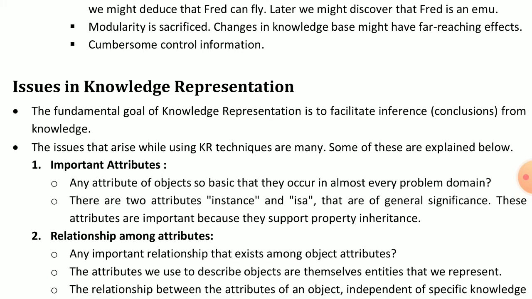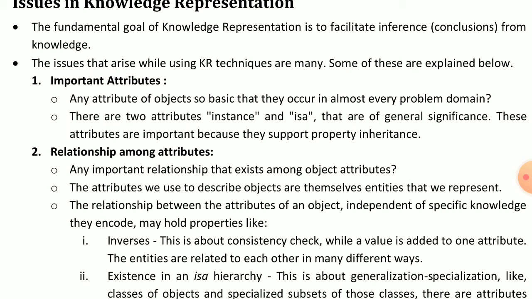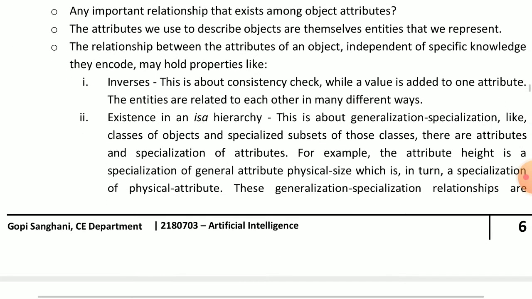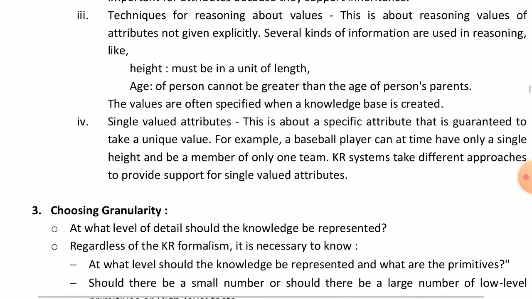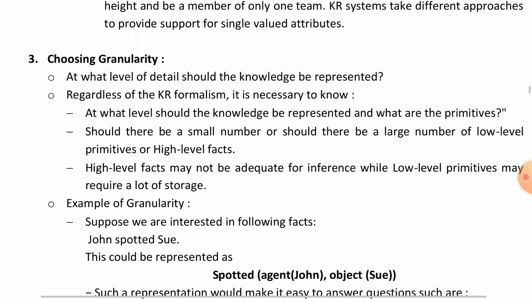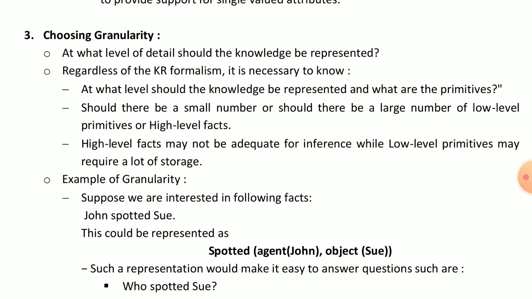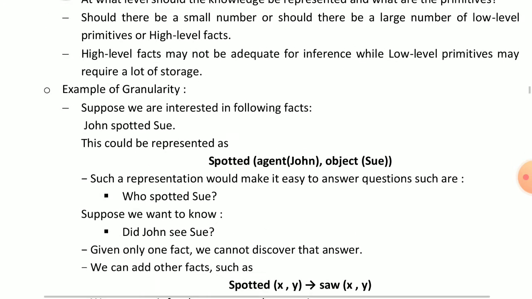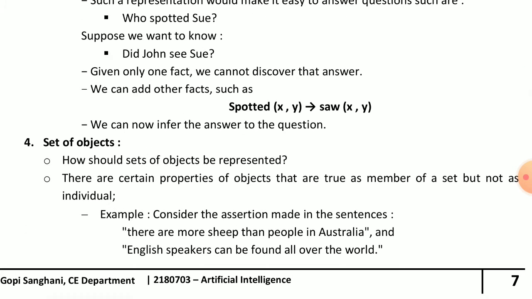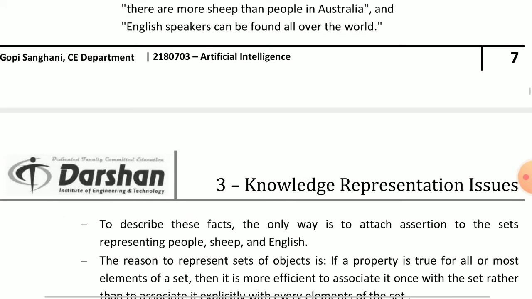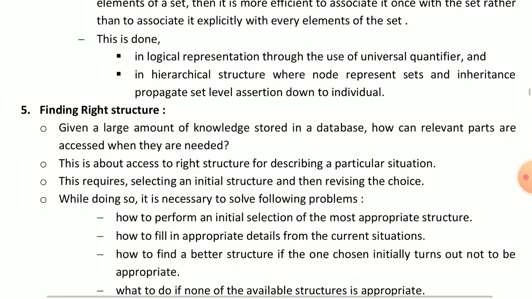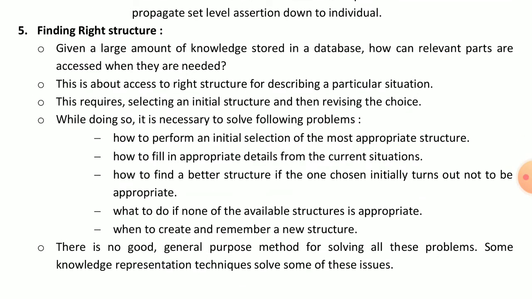Now today I will start the issues in knowledge representation. Total 5 issues are given. First is important attributes. Second is relationship among attributes. Third issue of knowledge representation is choosing granularity. Fourth issue is set of objects, and fifth issue is finding right structure.